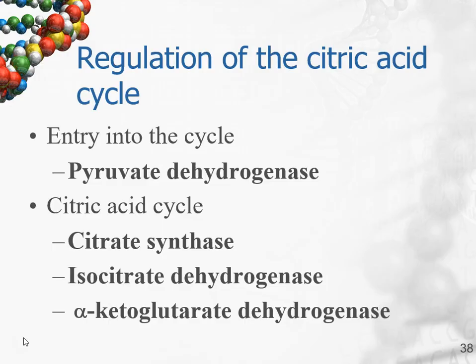But we also have to control the entry into the cycle. So when we talk about the regulation of the citric acid cycle, we're also going to talk about pyruvate dehydrogenase because that controls how much acetyl-CoA we have. Even though the pyruvate to acetyl-CoA transformation isn't strictly part of the citric acid cycle, we have to talk about its regulation as part of regulating the pathway.